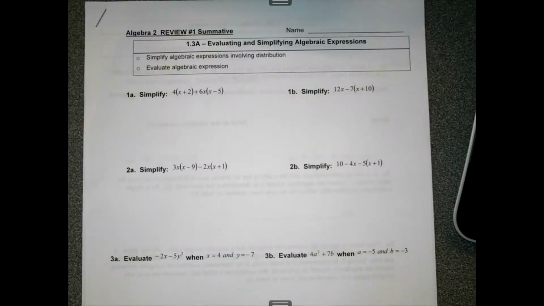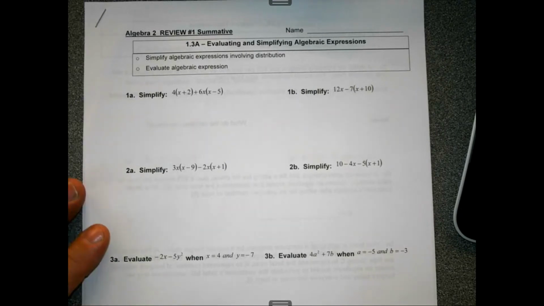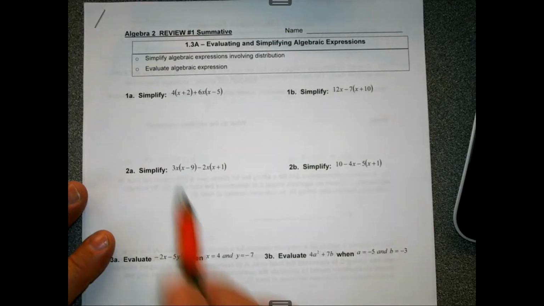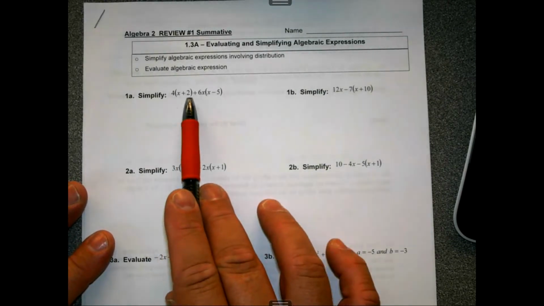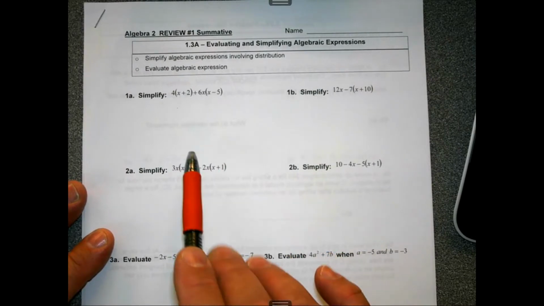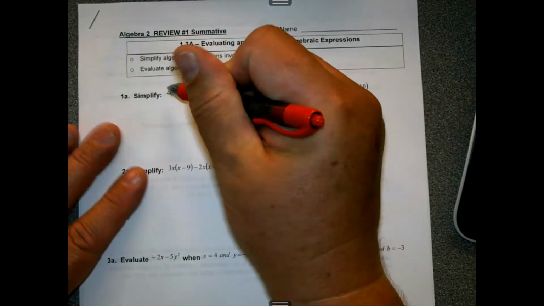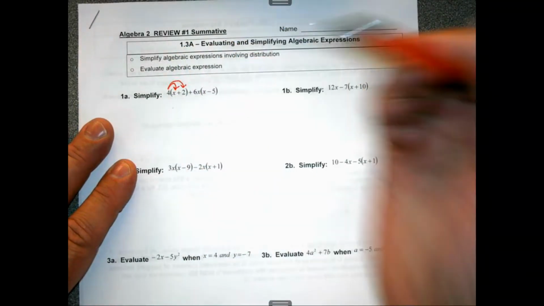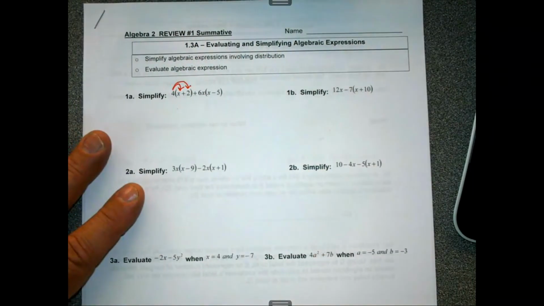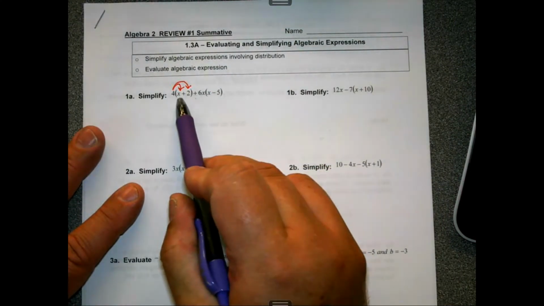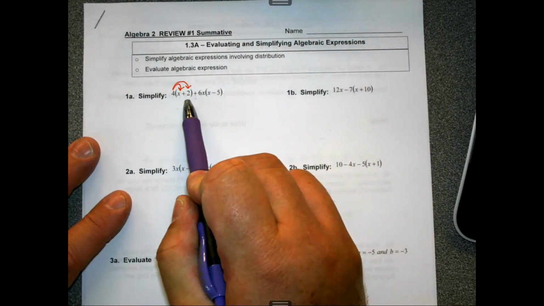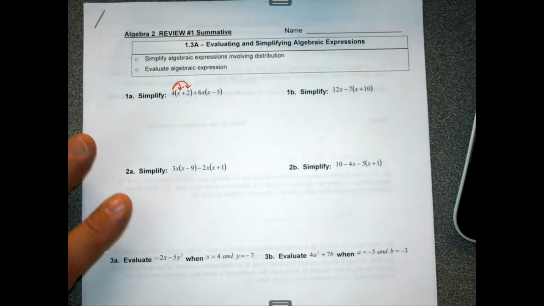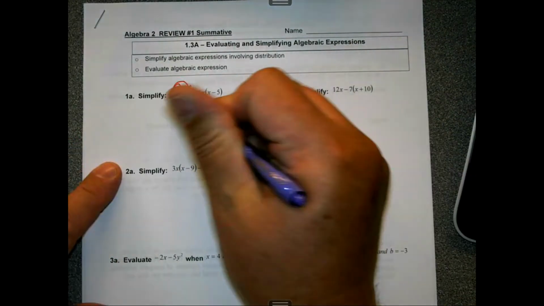We had simplifying algebraic expressions, right? And all we did here was simplify as far as possible, okay? In this case, we have to distribute, right? Because I have a number in front of a quantity, and that quantity includes two terms because it's separated by a plus or minus, right? All right, so I'm going to go ahead and distribute.